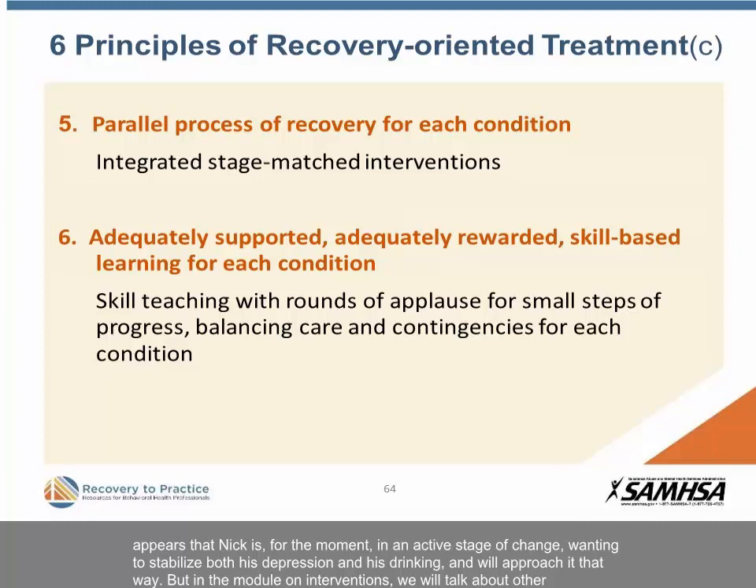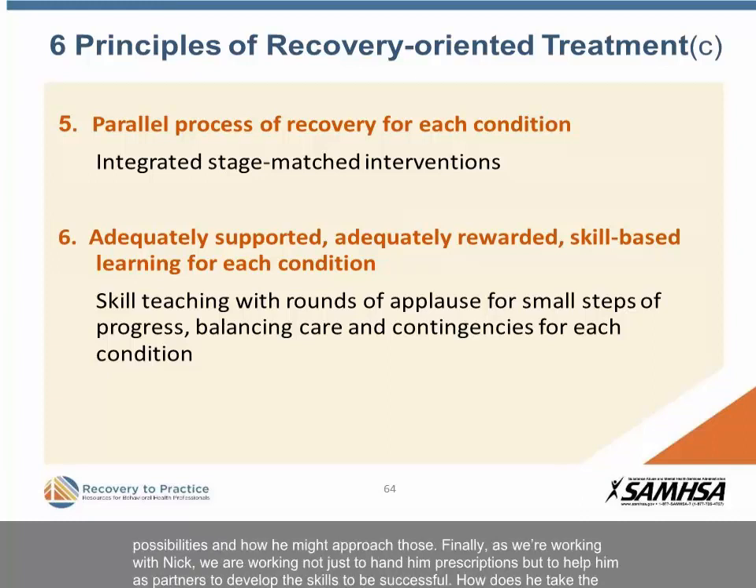But in the module on stage-matched interventions, we'll talk about other possibilities and how you might approach those. And finally, as we're working with Nick, we're working not just to hand him prescriptions as prescribers, but we're helping him as partners to develop the skills that he needs to be successful.